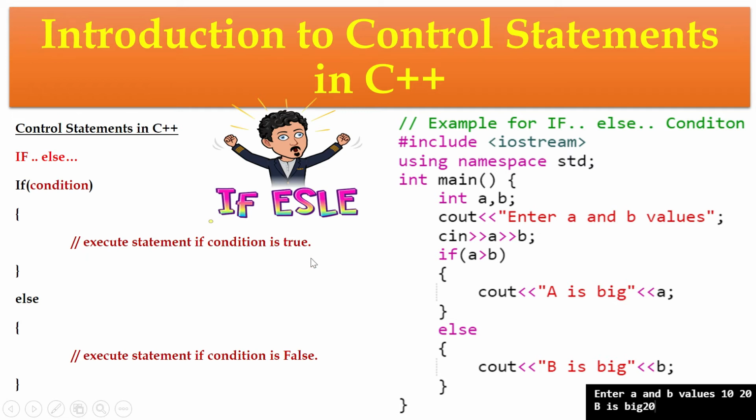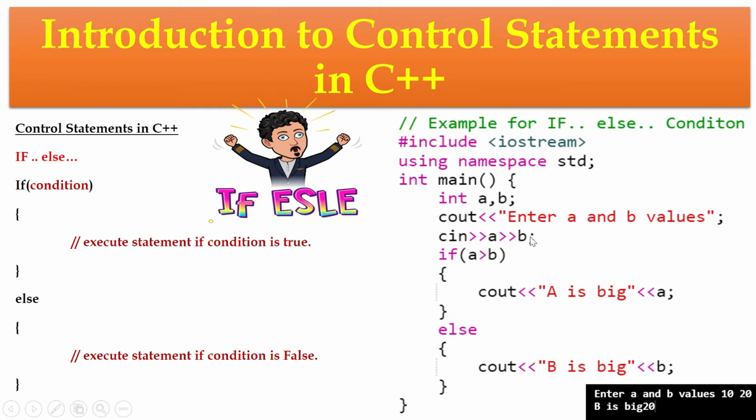Okay, now we'll see an example. What I did is I have declared two variables a and b of integer data type. I'm going to print the statement enter a and b values by using cout. So the user will provide two values. The first value I'm going to store in a, and the second value I'm going to store in b. And I'm going to make a logic.